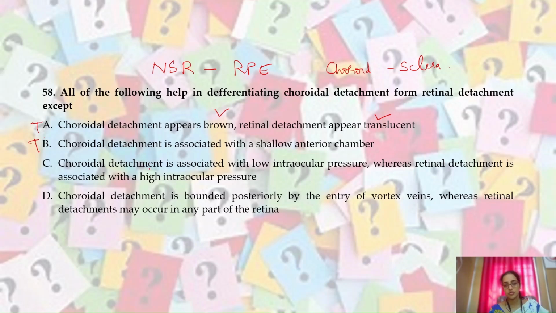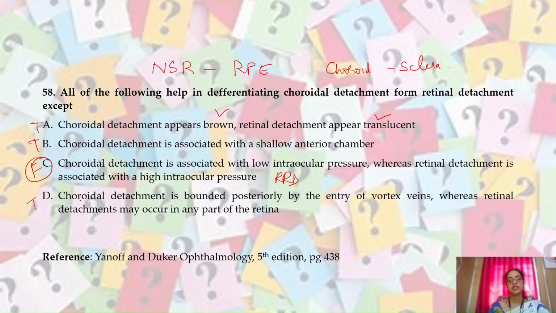Choroidal detachment is associated with low intraocular pressure, whereas retinal detachment is associated with high pressure. This is a false statement because RRD, or rhegmatogenous retinal detachment, usually might have a low intraocular pressure. Choroidal detachment is bounded posteriorly by the entry of vortex veins, whereas retinal detachments may occur at any part of the retina. This is also true. The right answer here is C.